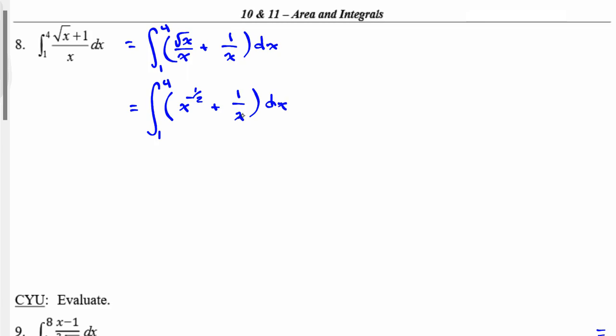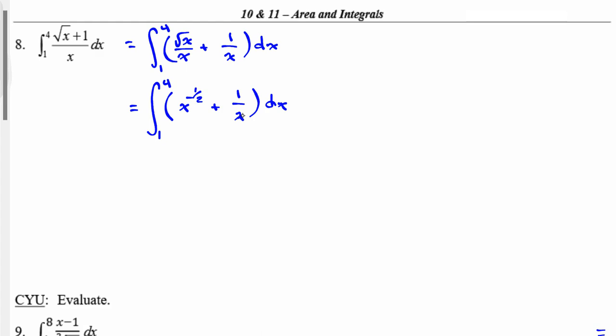Simplify the first term, and here we'll use the power rule to undo it. But I left the 1 over x as it was because I remembered, oh yeah, it's not a power rule, that's going to be a natural logarithm.